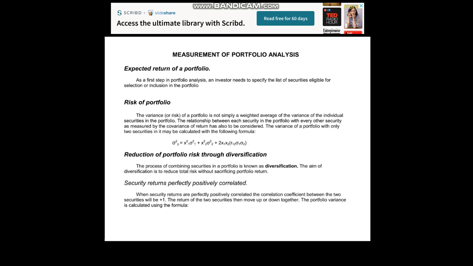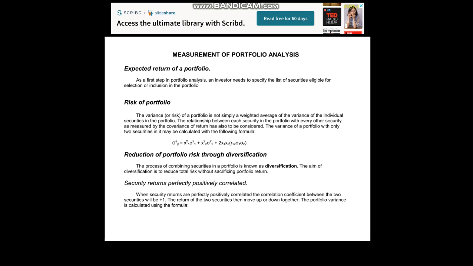The variance of a portfolio with only two securities in it may be calculated with the following formula. Reduction of portfolio risk through diversification. The process of combining securities in a portfolio is known as diversification. The aim of diversification is to reduce total risk without sacrificing portfolio return.